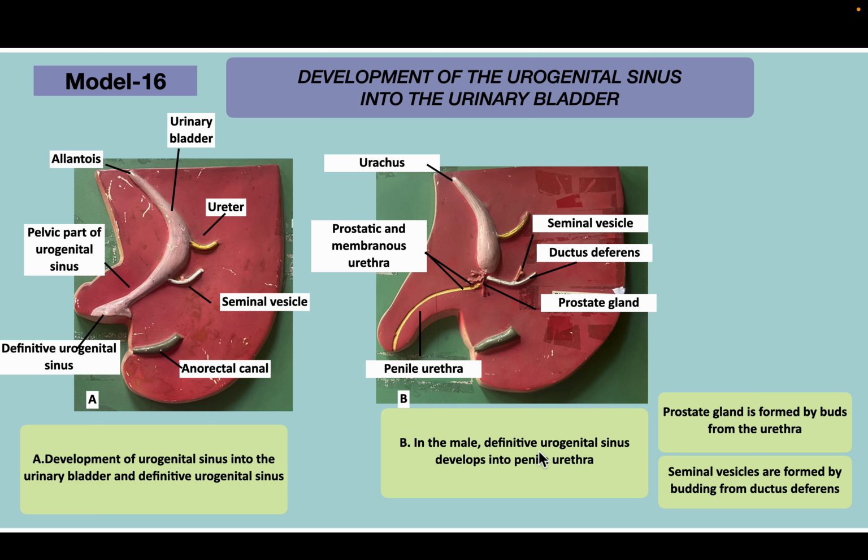Now in the male this definitive urogenital sinus is forming the penile urethra, the prostate gland is formed by buds from the urethra, and seminal vesicles are formed by the budding from the ductus deferens you can see here. So seminal vesicle is formed here and prostate gland is formed by the buds from the urethra.